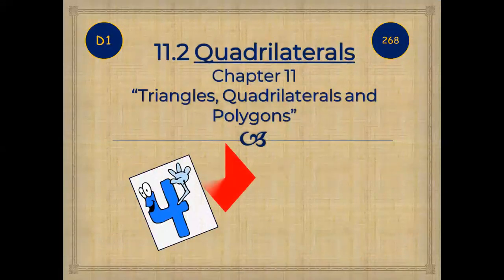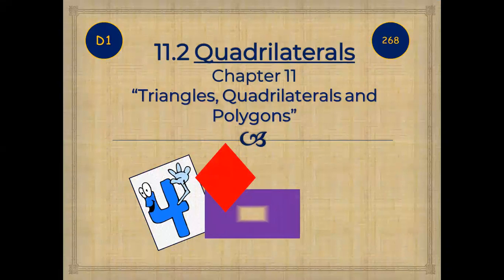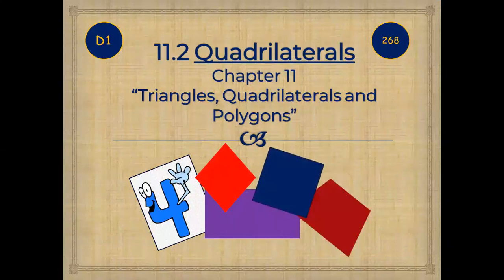In this video, we are going to see section 11.2 quadrilaterals from chapter number 11 triangles, quadrilaterals and polygon. This chapter is from New Levels Mathematics book 1 or D1. If you are using this textbook, you may find this section on page 268. This is not only designed for students who are using this textbook, but any student who is facing any difficulty doing this topic, so you may watch this video.